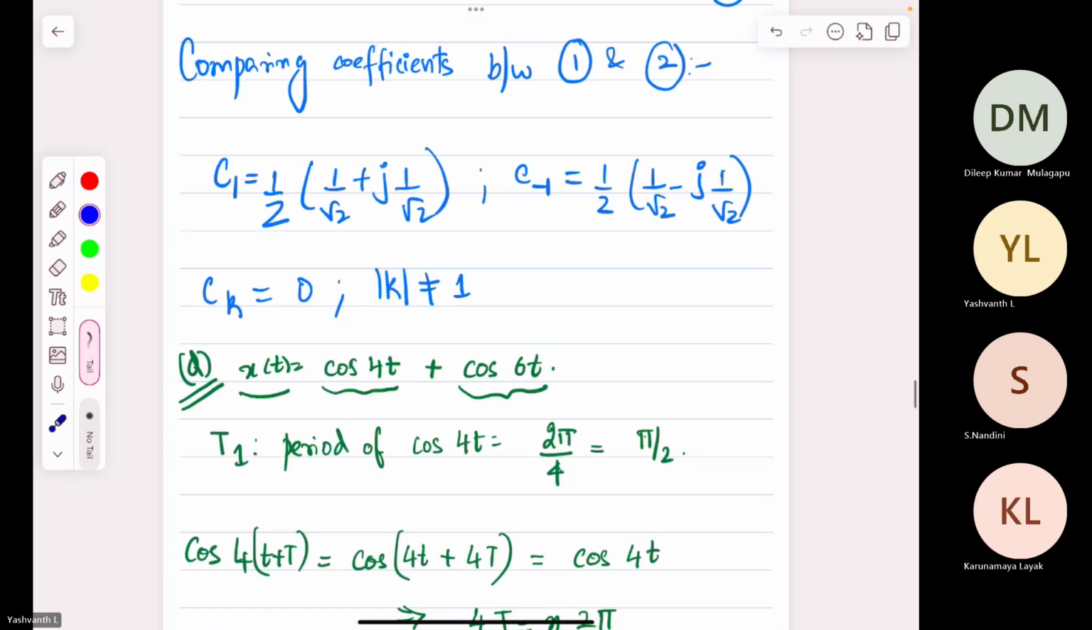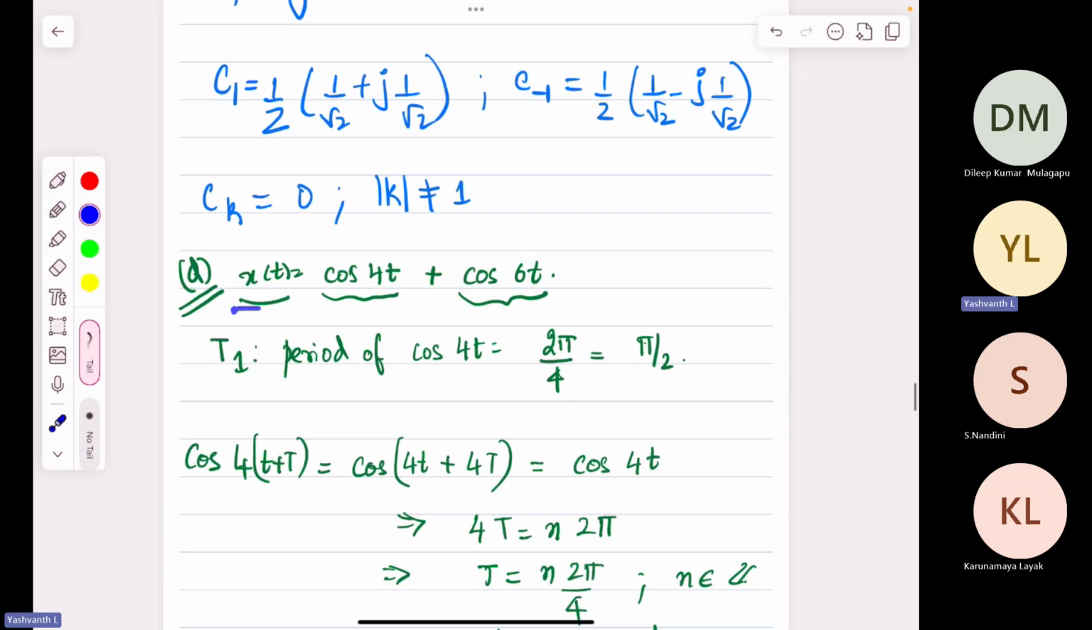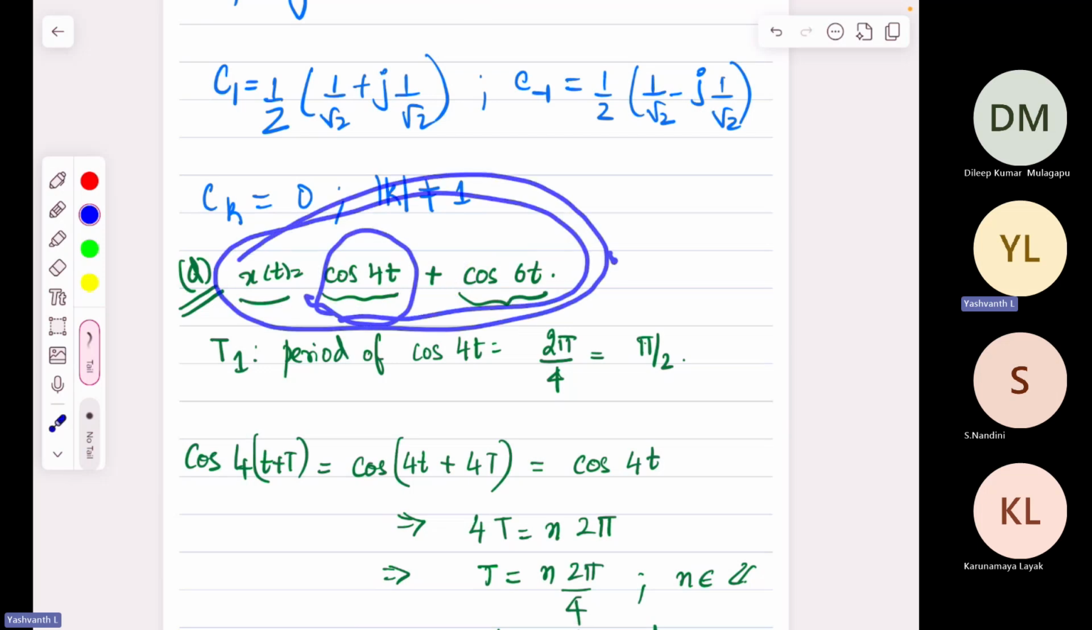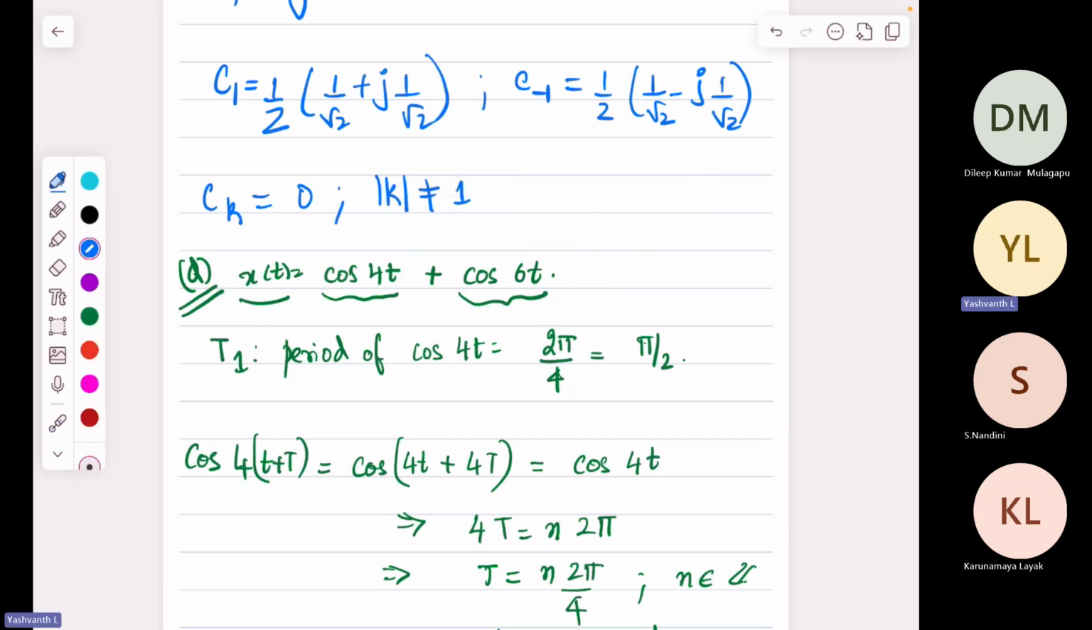Okay. The next question is x of t is equal to cos 4t plus cos 6t. First of all, tell me, is this a periodic signal? Sum of two periodic signals. Is it a periodic signal? Okay, you're answering in the chat. Correct? It's yes.